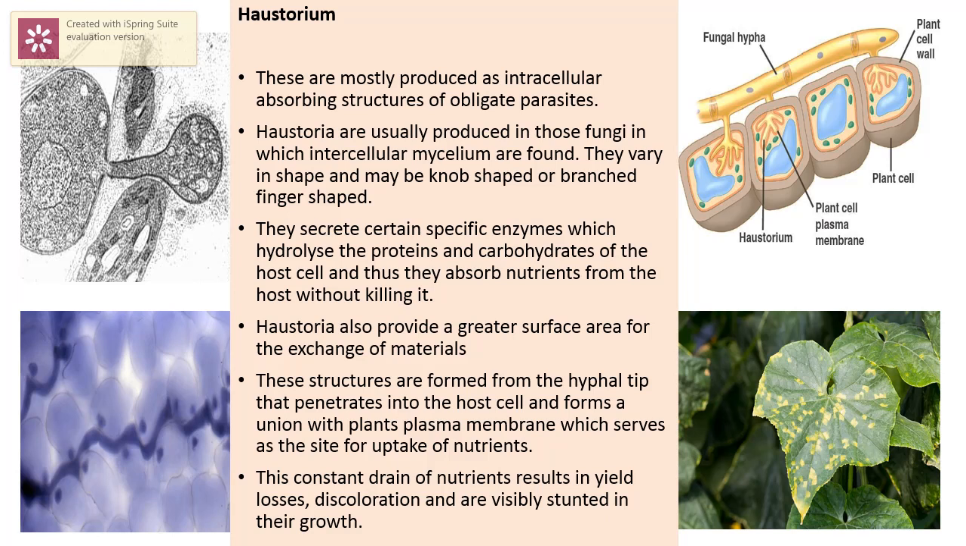From the dictionary point of view, the haustoria is the hypha of a parasitic fungus, enabling the parasite to penetrate the tissue of its host and absorb nutrients from it. So basically it is a knob-like structure which penetrates intracellularly to absorb the nutrients. They also secrete specific enzymes which hydrolyze the proteins and carbohydrates of the host cell, so they can absorb the nutrients from the host without killing it. Mind it, without killing it. So it doesn't kill its host.